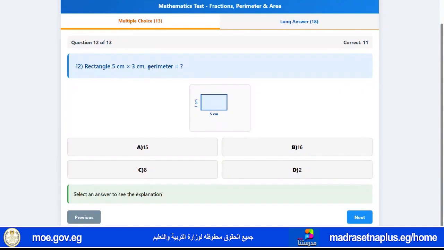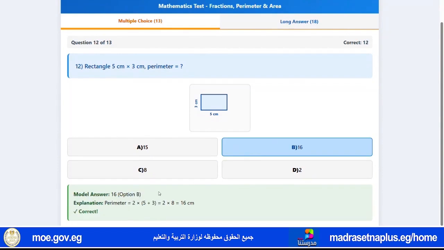I told you before we have 3 ways to get the perimeter of a rectangle. The easiest one: length and width and length and width. It's simple for you. 5 and 3 and 5 and 3. It will be what? It will be 16. Yes, so another way, 2 times 5 plus 2 times 3. 2 times 5, 10. 2 times 3, 6. 10 and 6 equals 16.